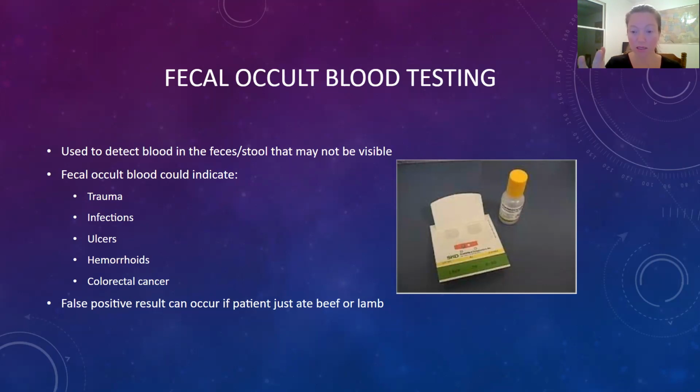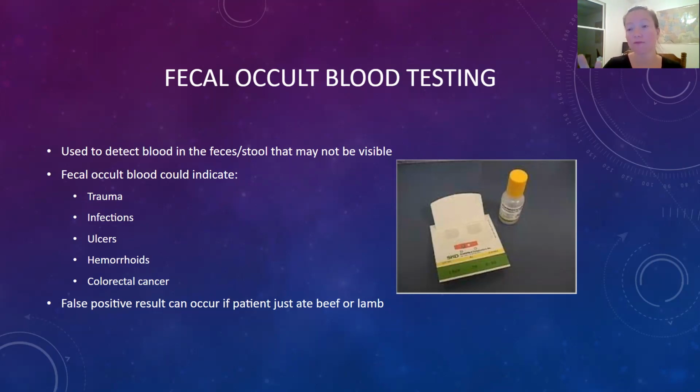This is done using, you see that little cardboard square right there, and we've got the solution as well. So this paper that is on this cardboard is impregnated with guaiac, which is a chemical that turns blue when it comes in contact with blood. To run this test, you're going to apply a thin layer of stool to the front of that guaiac card right there. And then on the opposite side, that solution is hydrogen peroxide developer. You're going to add a few drops to the back of the card. If blood is present in the stool, the guaiac paper is going to turn blue. And that's how we know that there's blood present.